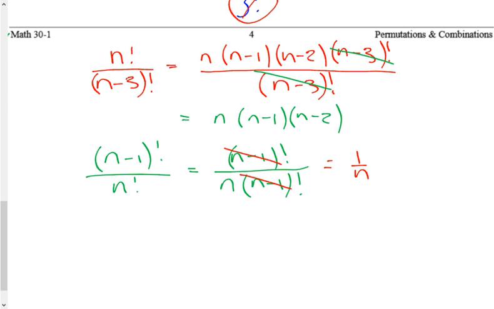Questions? Yes. Yeah, that's the one that we start expanding. Yep. The one that has the largest value. Yes. We'll get to that once we get to formulas.